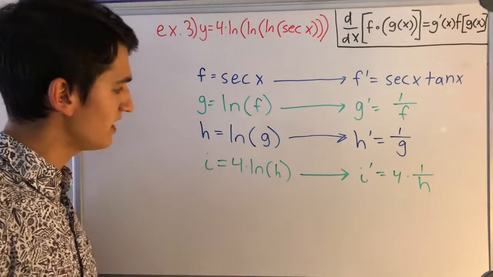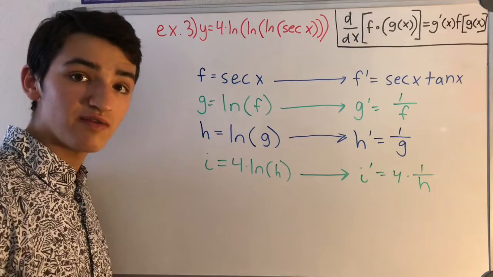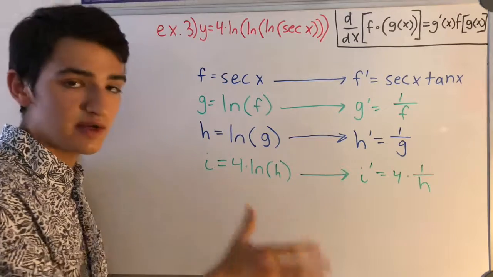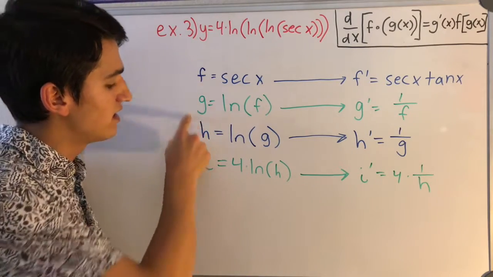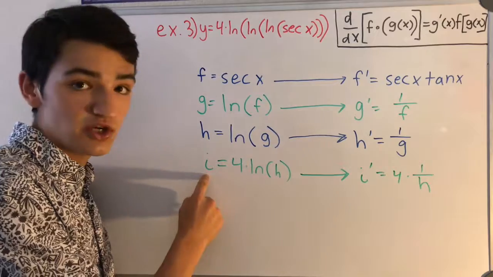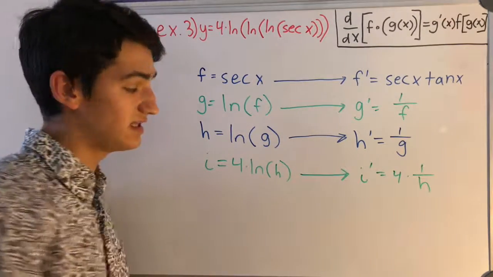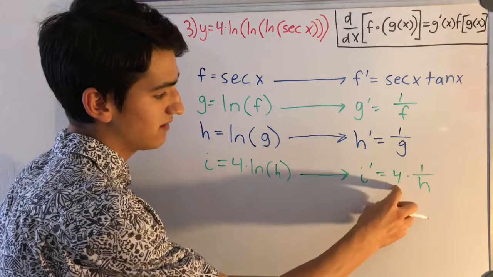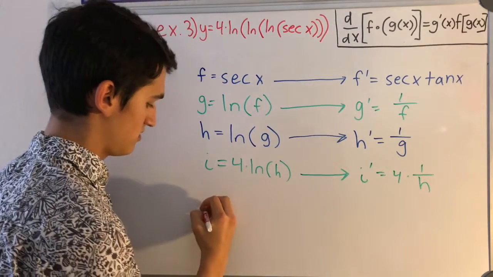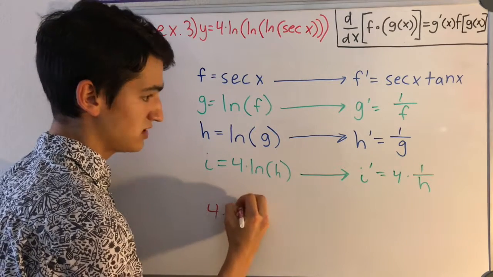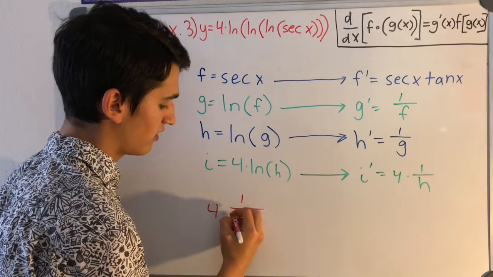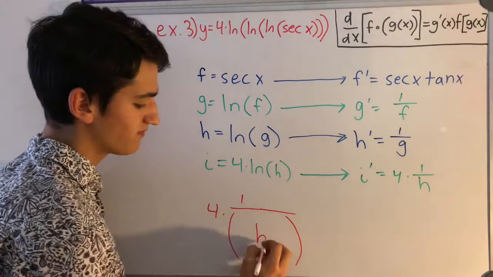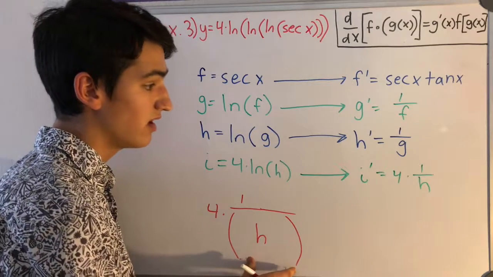In the last ones we were saying start with the derivative of the last function, and we're going to do the same here. So we start with the derivative of the last function, which is I. We take this derivative, and we're going to start with that. So it's 4 times 1 over h. And I'm drawing it big like this, you'll see why.